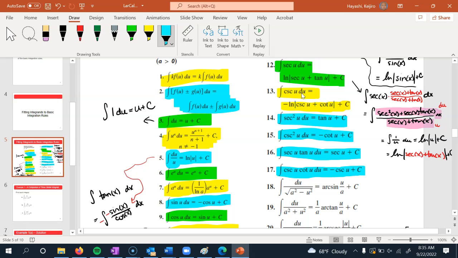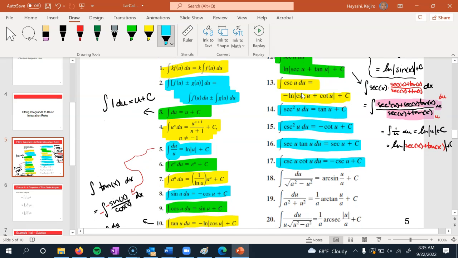Secant tangent, the integral of that is secant because the derivative of secant is secant tangent. And then the same thing for this last one, just with the addition of a negative sign, because there's an extra negative sign in the derivative when you're talking about cosecant. And then these three we learned most recently.